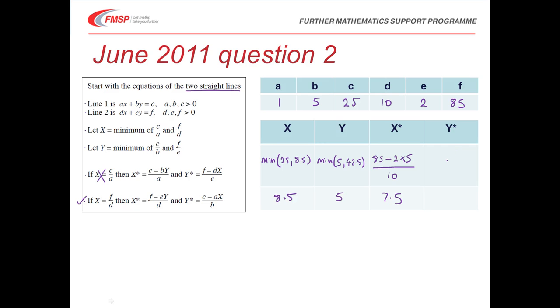Y star is c, that's 25, minus a, which is 1, times x, which was 8.5, and that's all divided by b, which is 5. I have to think about that. 25 take 8.5 is 16.5. Divide that by 5. Well, it's not nice, but it is fairly tidy. It's 3.3 exactly.